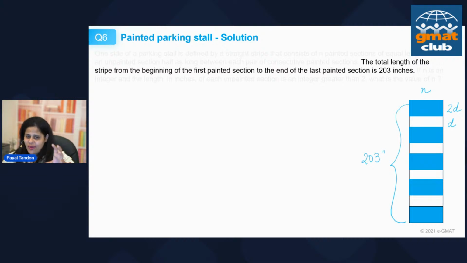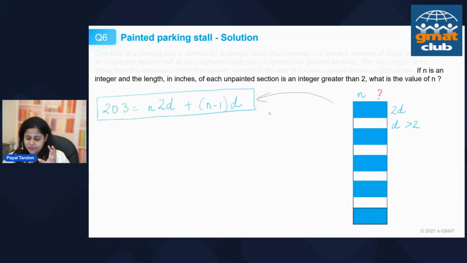Okay, so now I have to express this 203 in terms of my two variables, n and d. What's the linkage over here? This is where you have to visualize. If there are n painted sections, between any two painted sections there is one unpainted section, which means between any three painted sections there are going to be two unpainted sections. So I get n times 2d, which is the thickness of the painted sections, plus (n minus 1), take 1 away from the number of painted sections, times d, that is equal to 203.